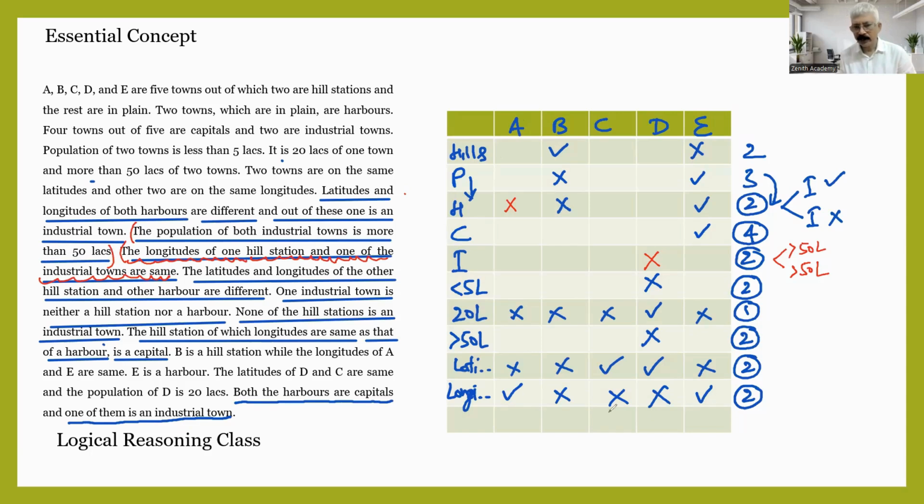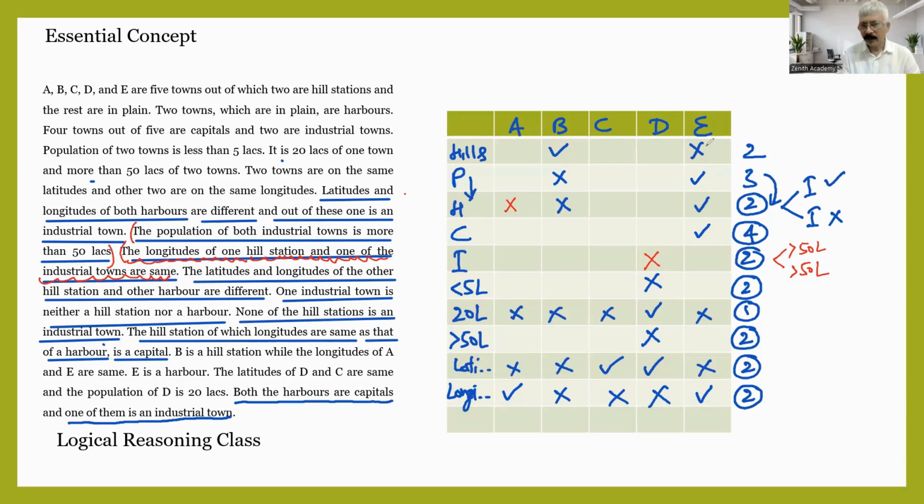Those longitudes are the same. It means one of A and E is a hill and the other is an industrial town. Between A and E, because A and E have the same longitude, it is given that the longitude of one hill station and one of the industrial towns are the same. So one of them will be industrial and one of them will be hill.